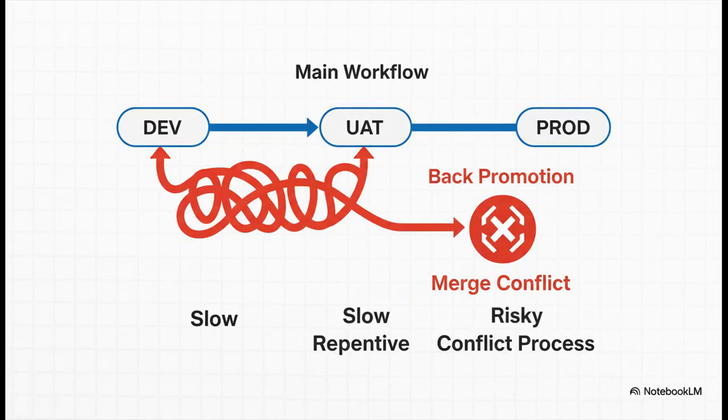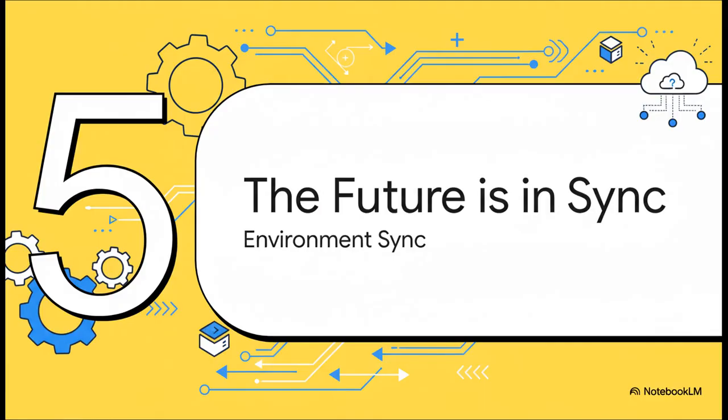For years, the answer has been back promotions. But we all know they can be slow, they can be risky, and you end up solving the same merge conflicts over and over as changes trickle down the pipeline. It's this constant reactive cycle of just trying to keep up. So what's the future look like? Well, it's about being proactive. It's about synchronization. So let's talk about a totally new approach called environment sync.